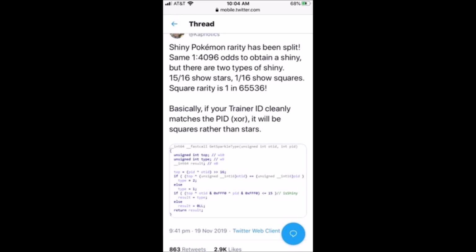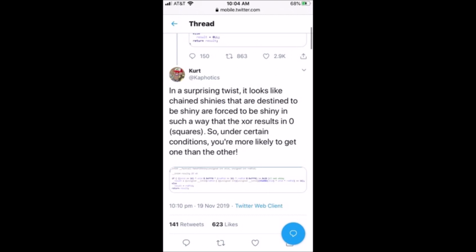But then obviously there's more to it than that, because people have been finding in the wild a ton of squares, in fact exclusively squares. Kurt goes on to say, in a surprising twist, it looks like chain shinies are destined to be shiny and are forced to be shiny in such a way that the PID results in squares. So under certain conditions, you're more likely to get one than the other. The thing is though, guys, that A-Drive, a very well-known shiny hunter, put out a video about this just recently, 3 hours ago, and there's more to it than that.